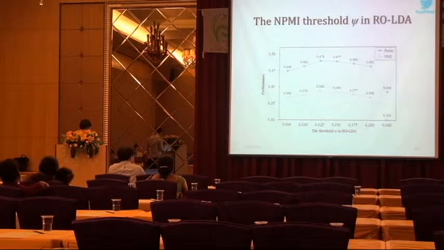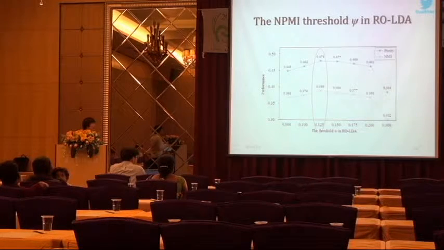And the next one is the ratio in ROLDA. We set the ratio to 0.125. It performs better because we remove some noise, so it's better than when we did not set the ratio.